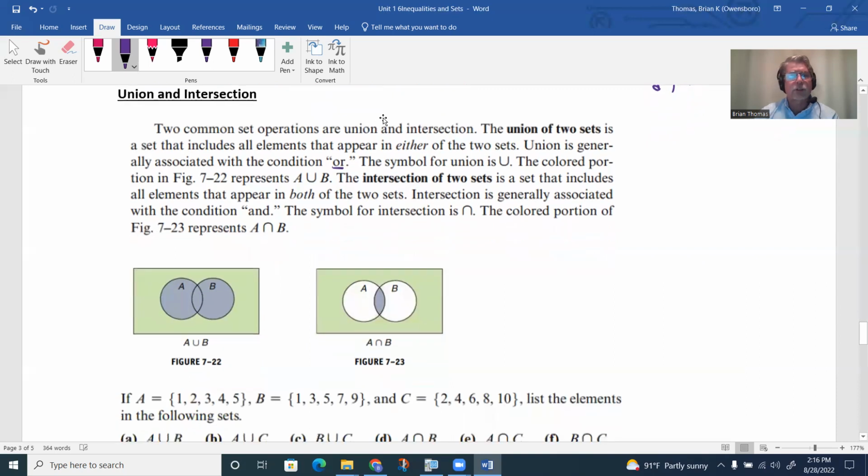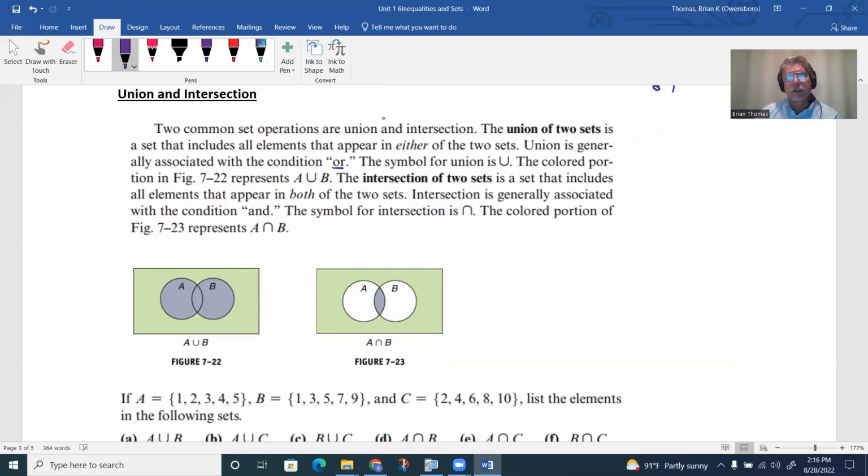The symbol for union, as we said, is more of the U shape. So the colored portion in figure 722 represents A union B. So notice how A union B means put it all together. Everything. So anything in A works, anything in B works, or whether they share works. So that's kind of what union means.